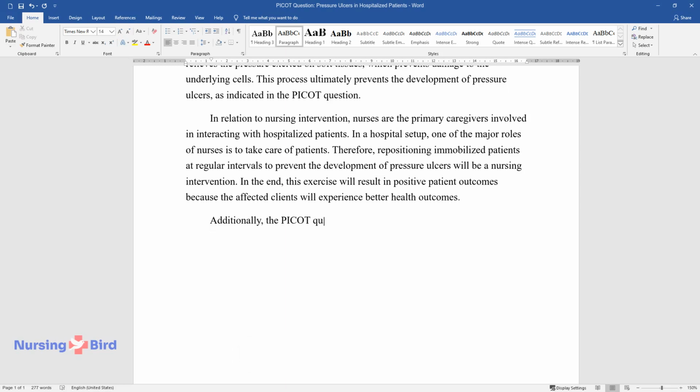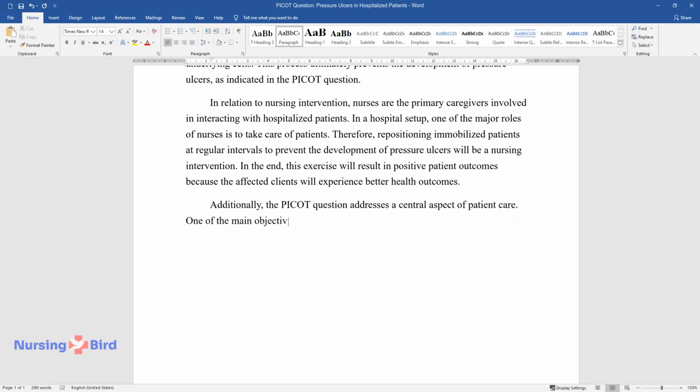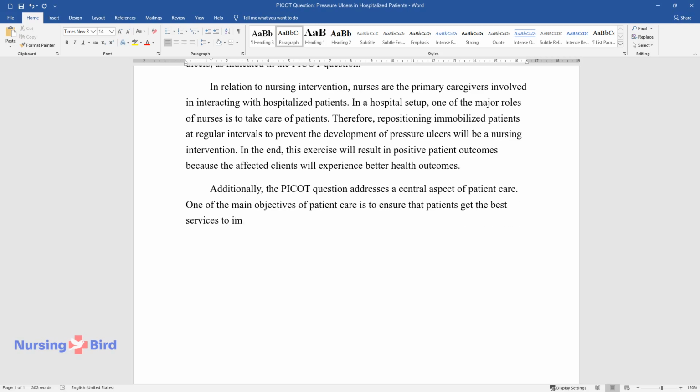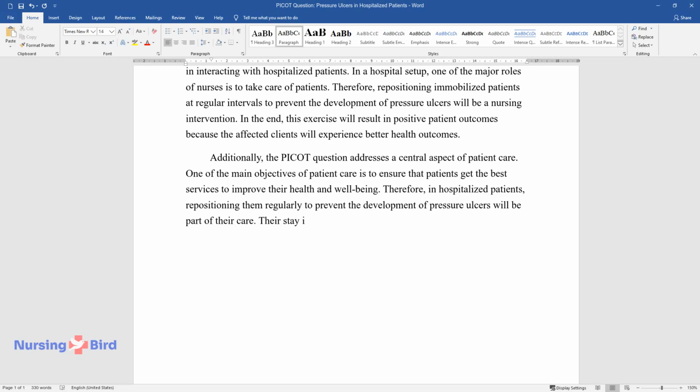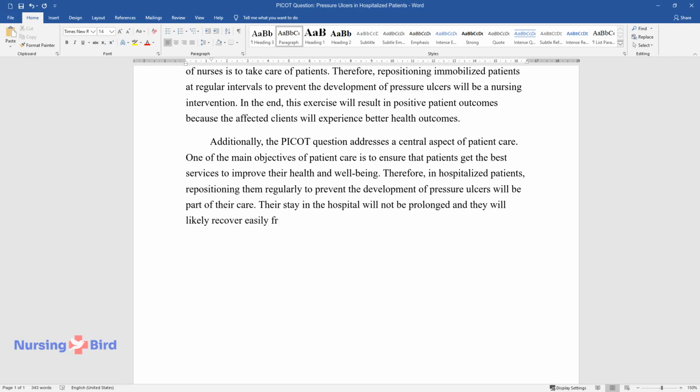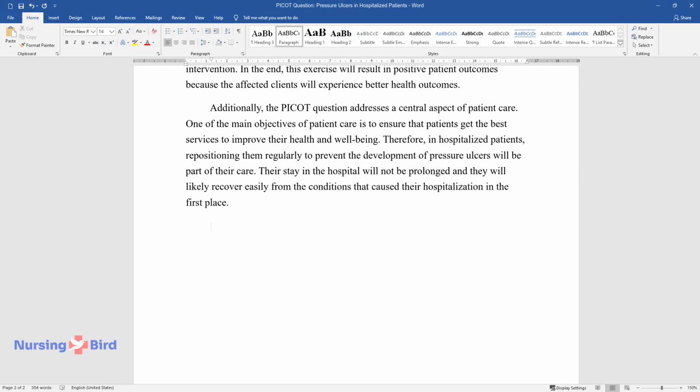Additionally, the PICO question addresses a central aspect of patient care. One of the main objectives of patient care is to ensure that patients get the best services to improve their health and well-being. Therefore, in hospitalized patients, repositioning them regularly to prevent the development of pressure ulcers will be part of their care. Their stay in the hospital will not be prolonged and they will likely recover easily from the conditions that caused their hospitalization in the first place.